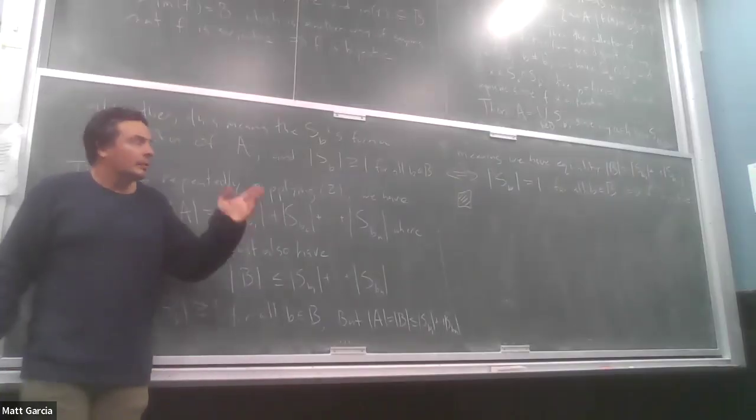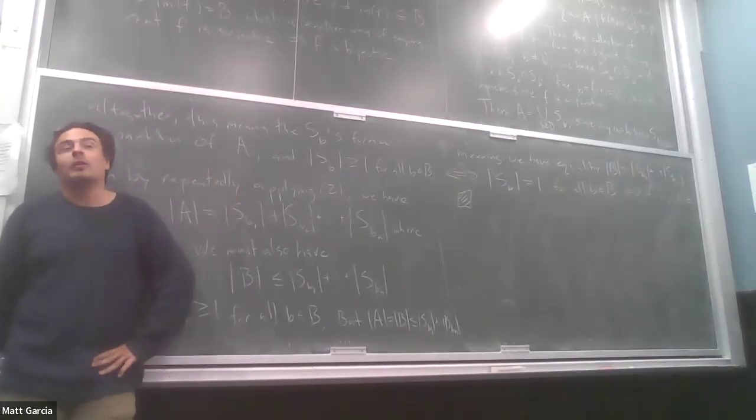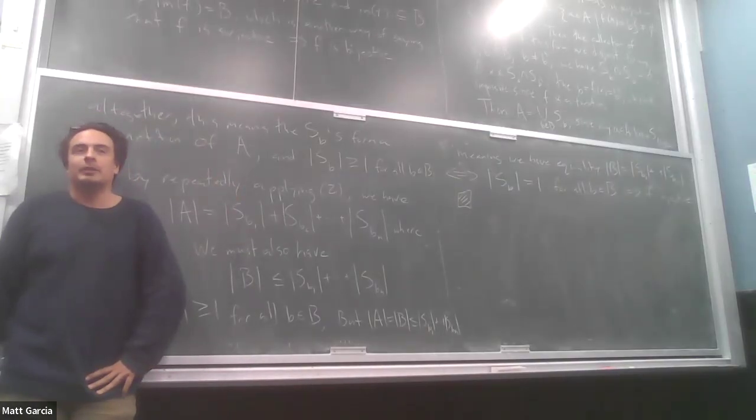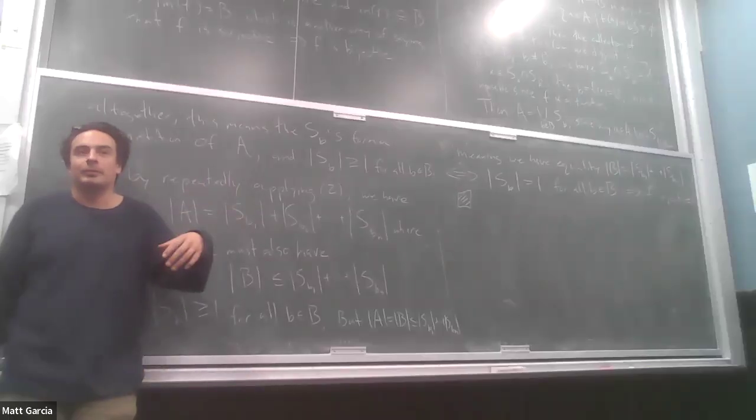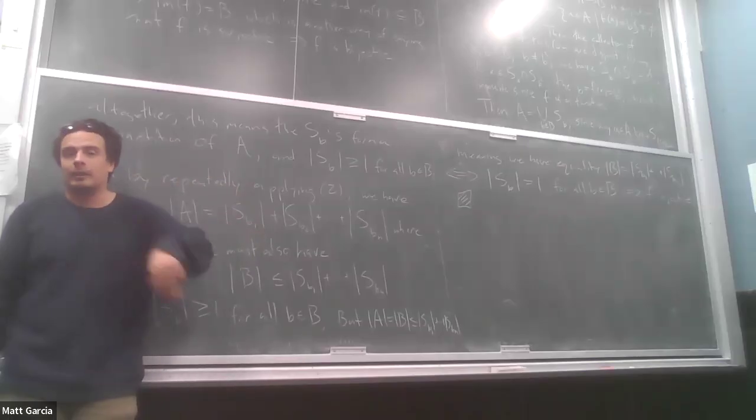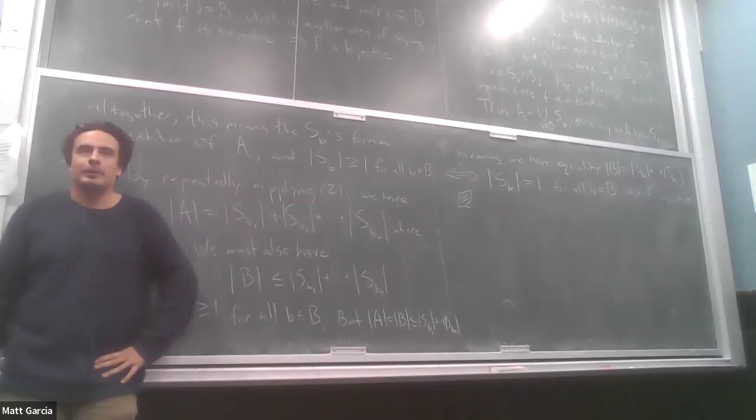Well, I guess I should say slightly more, right? We started by assuming that f was surjective and then deduced that it was injective. So it's bijective. So this completes the proof of the final property that we wrote down.